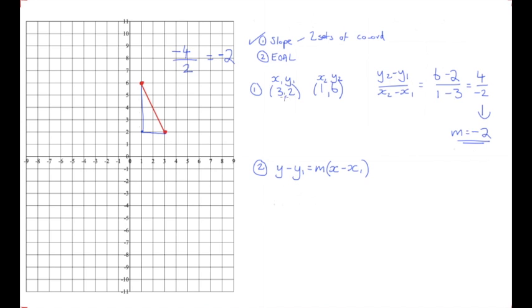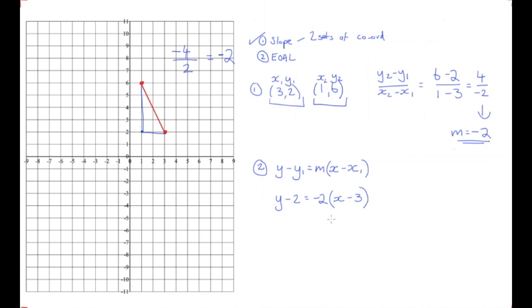Now, does that mean we have to use these two? No, it doesn't. We can choose to use either set of coordinates, as long as we use these two together or we use these two together. We don't mix them. So if you use these two together, perfect. If you use these two together, that's fine. Okay, so I'm just going to use 3 and 2. So I'll rewrite the formula, but I'll fill it out. y minus y1. What's y1? y1 is 2, equals m. What's m? Minus 2. And then x minus x1. x1 is 3.